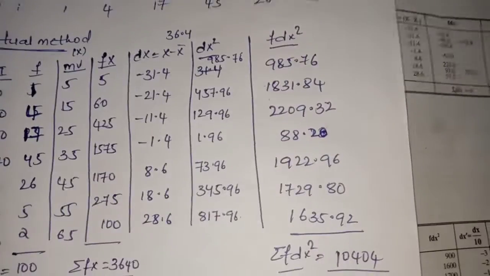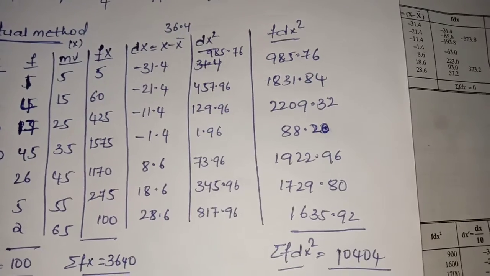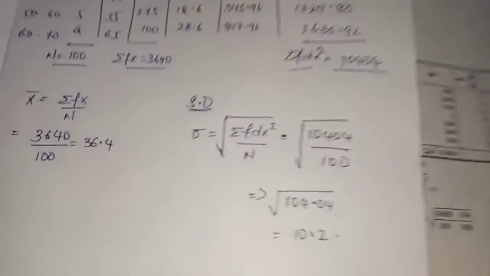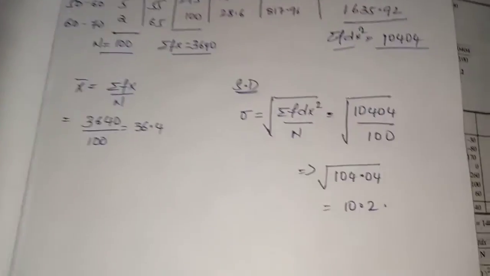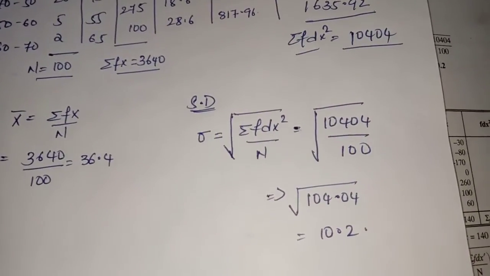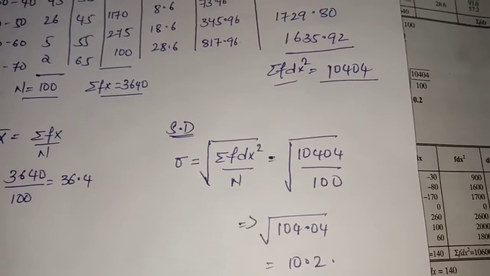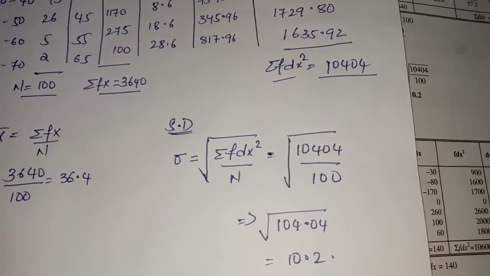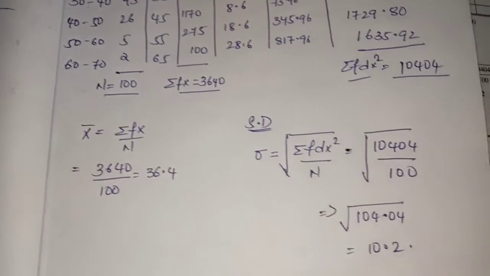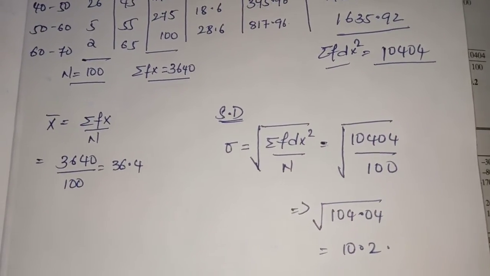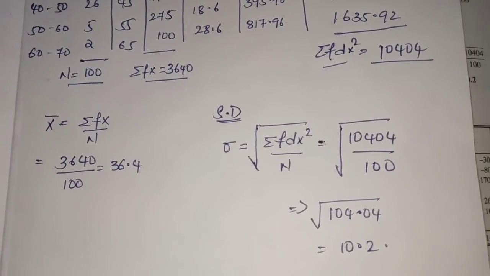And the total of f dx square is 10,404. And we have the formula: standard deviation is equal to square root of summation f dx square by n. The f dx square total is 10,404 divided by n, the frequency total 100. You will get 104.04, root you will get 10.2.